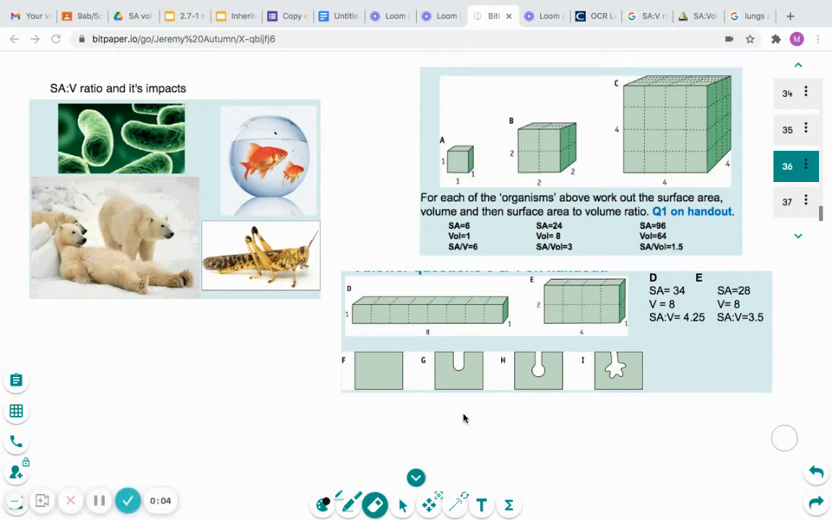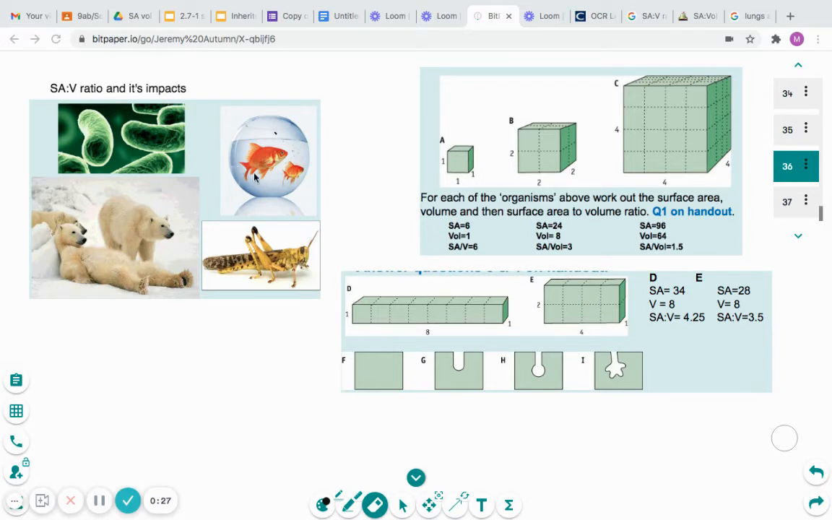All right, so a quick summary of when we're looking at transport in animals and plants. One of the first things we have to appreciate is this idea of something called surface area to volume ratio and the impacts that it can have.